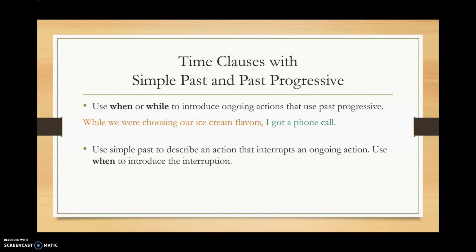Use simple past to describe an action that interrupts an ongoing action, and you can use when to introduce the interruption. My son was doing his homework when he heard a strange noise on the roof. The ongoing action was doing his homework, and the interruption is he heard a strange noise on the roof. It interrupted his ongoing action.